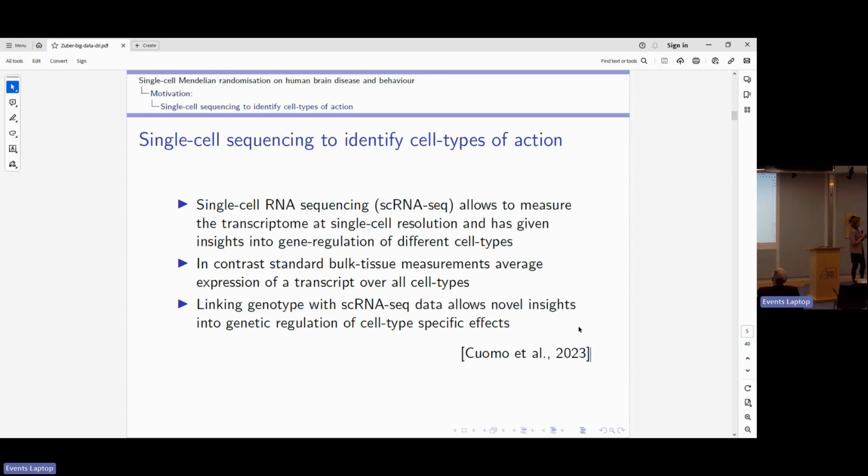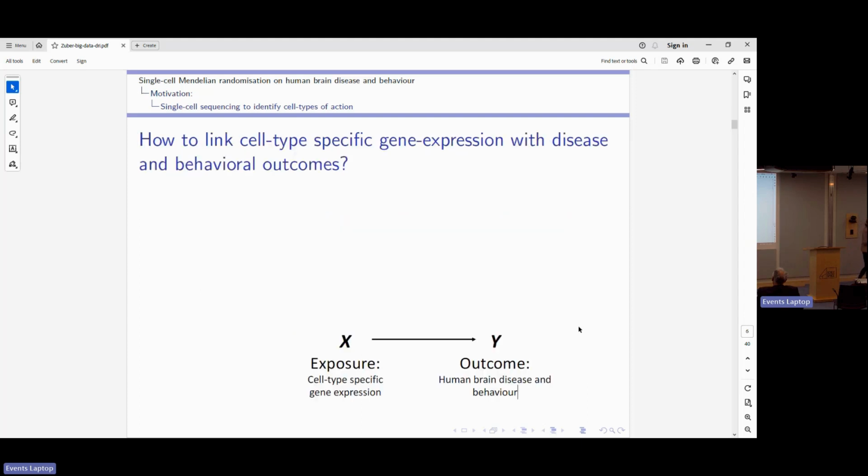And the goal is to link genotype data with single-cell RNA sequencing to see the genetic regulation of cell type-specific effects. So essentially what we try to do, our exposure is cell type-specific gene expression, and we want to link it with our outcome of interest. This may be human brain disease or behavior.